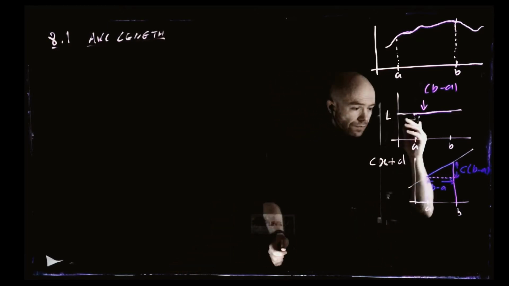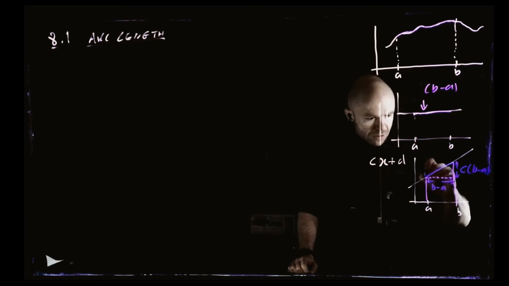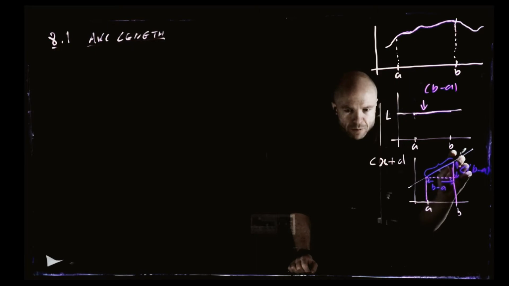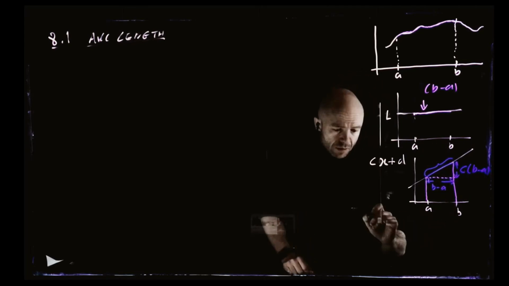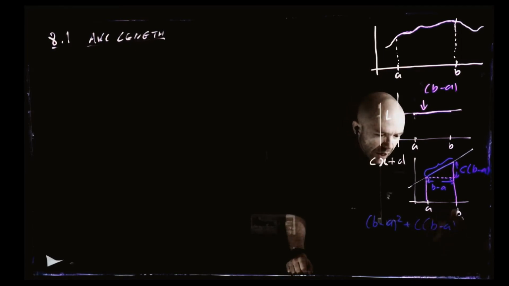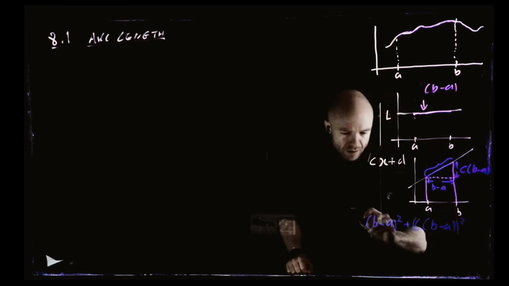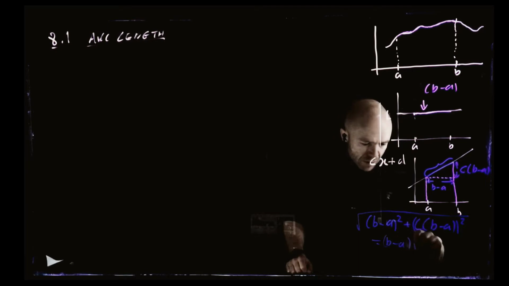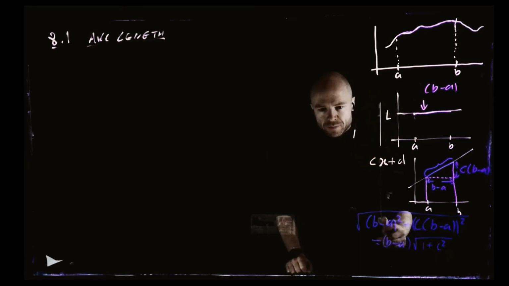Okay, so therefore by Pythagoras, what's this distance over here? It's this thing squared plus this thing squared, square rooted. And if we do that calculation, what's that going to be? So (b minus a) squared plus (c times (b minus a)) squared, square rooted. We can pull out the b minus a. We're just going to have (b minus a) times the square root of 1 plus c squared. That's what we have.